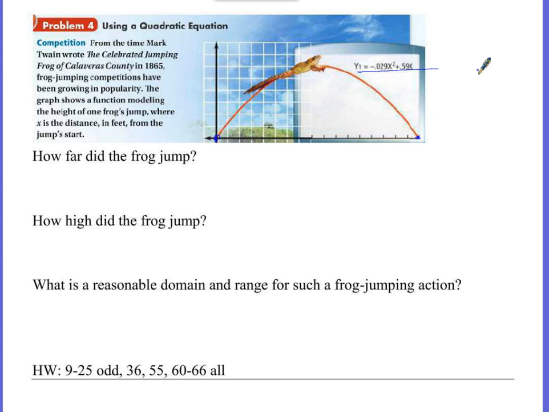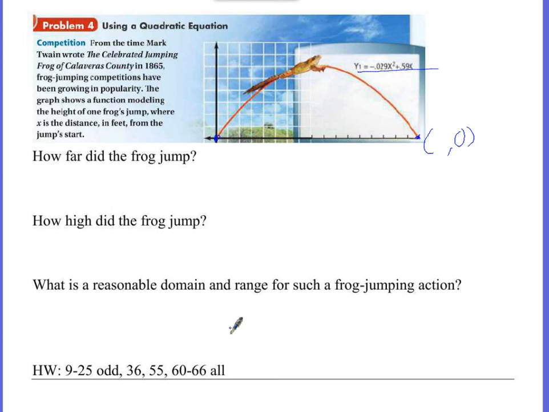Well, what that is asking me is to find this coordinate right here. If this is 0, then this is how far the frog jumped. We'll get an ordered pair, and the ordered pair will be something, comma, 0. So if I have the equation, which I do, then I can find the zeros of this equation. And if I do that, then I'll get this ordered pair, and that will instantly tell me how far the frog jumped. So let's go ahead and do that.